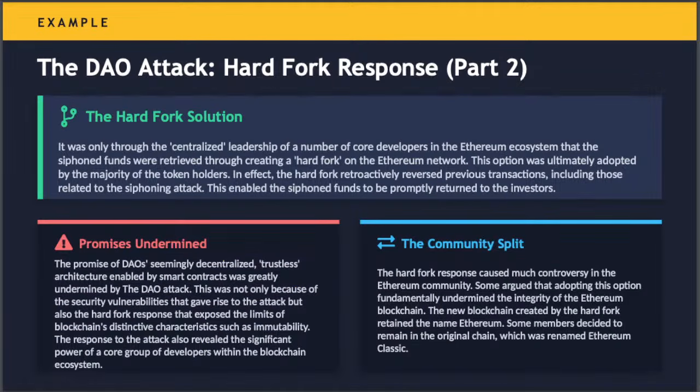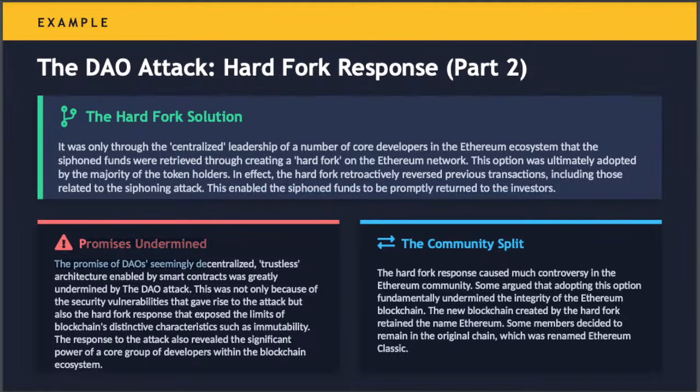Gotta watch that code. So then there's the DAO attack hard fork response. The hard fork solution: it was only through the centralized leadership of a number of core developers in the Ethereum ecosystem that the siphoned funds were retrieved, through creating a hard fork on the Ethereum network. This option was ultimately adopted by the majority of the token holders. In effect, the hard fork retroactively reversed previous transactions, including those related to the siphoning attack. This enabled the siphoned funds to be promptly returned to the investors.